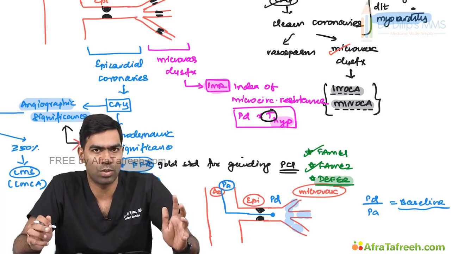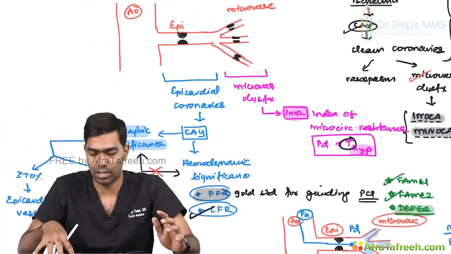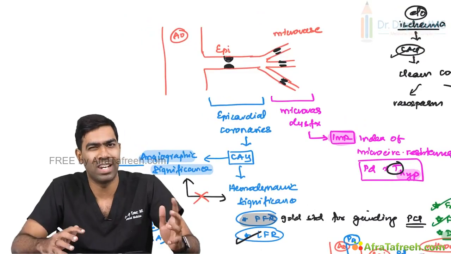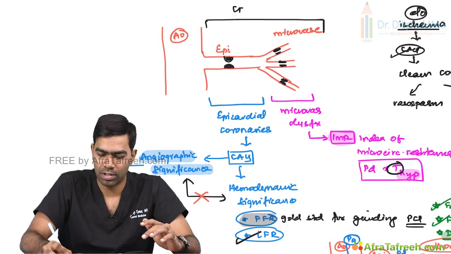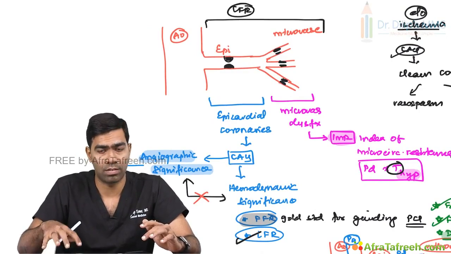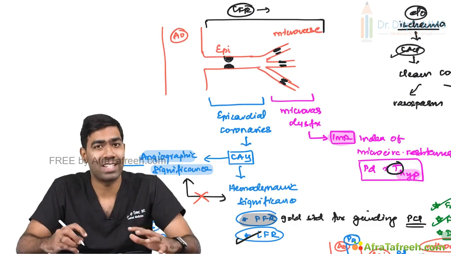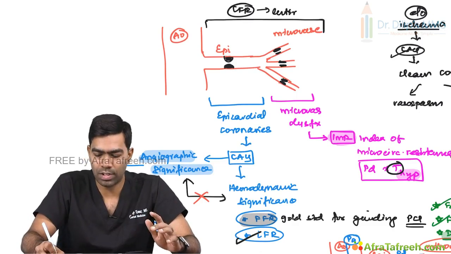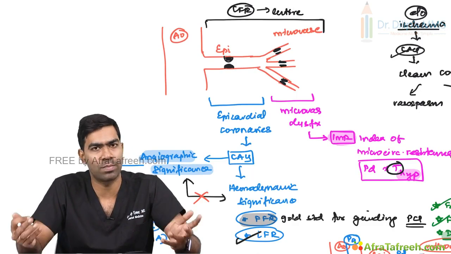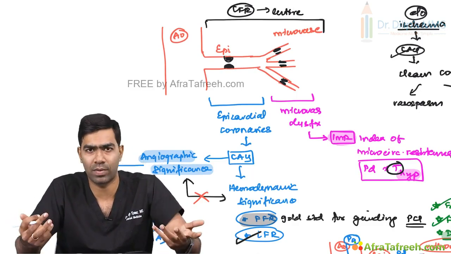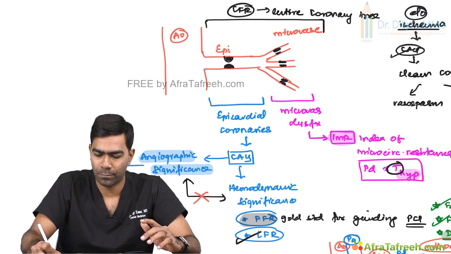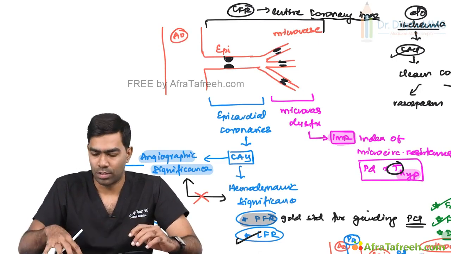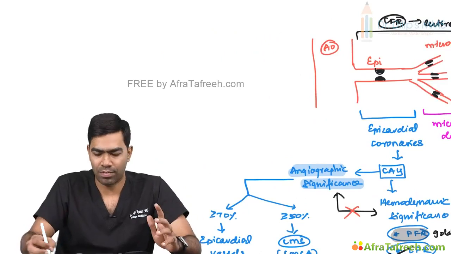IMR is not of that much utility, but anyways, there is another thing that is of a little utility, that is called the CFR. So what do you mean by the CFR? That is coronary flow reserve. So coronary flow reserve assesses the entire coronary tree. It's not specific for the epicardial vessels, nor is it specific for the microvascular problems. So it's going to assess the entire coronary tree for that matter.